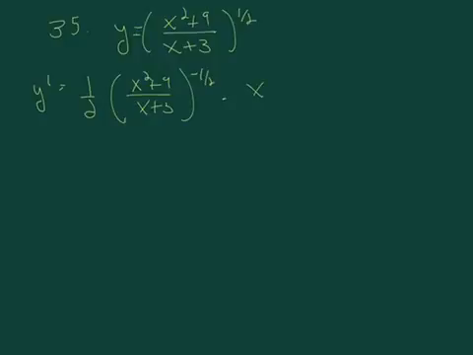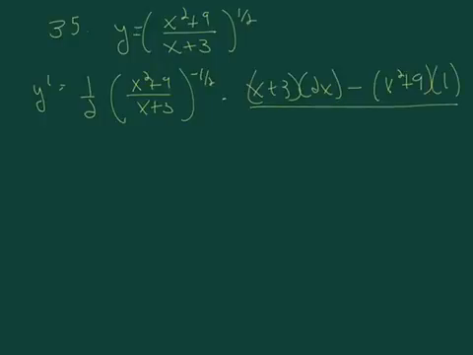So low d high is (x plus 3) times 2x, minus the high d low, and the derivative of low is just 1, all over the square of what's below. And Naomi, you just don't move any further and just turn in that whole mess. That's your derivative. Okay, we're on to 36.